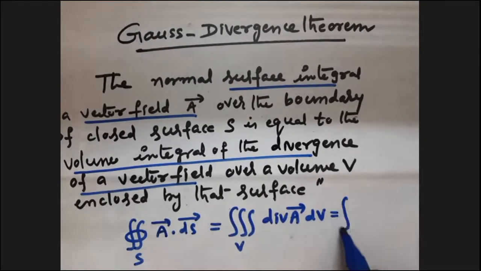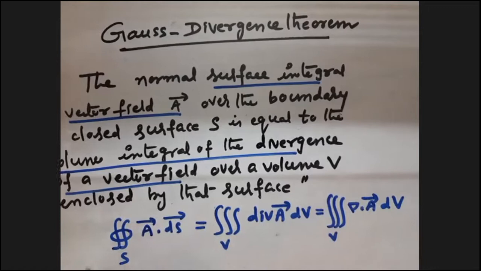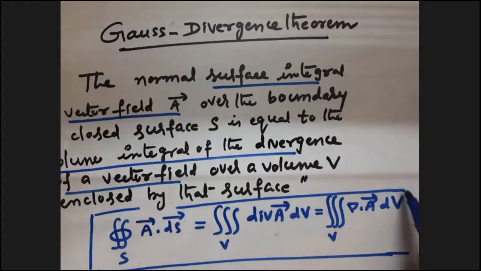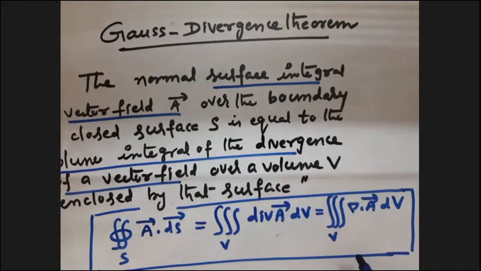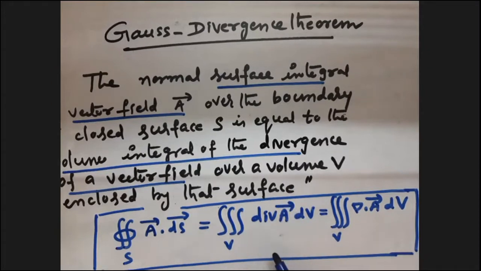That equals the volume integral of the divergence of A bar. We know what that is: del bar dot A bar dv. This is the mathematical expression for Gauss divergence theorem. Surface integral of A bar dot ds bar equals the volume integral of divergence of A bar dv. If you remember this expression, you can write the statement: the surface integral of A bar dot ds bar means the normal surface integral of the vector field, which equals the volume integral of the divergence of that vector field in the volume enclosed by the surface S. So let us see the proof.